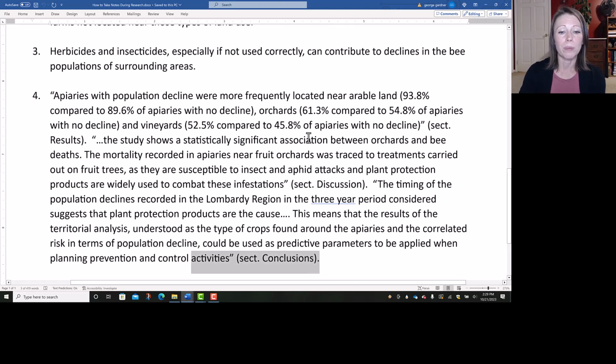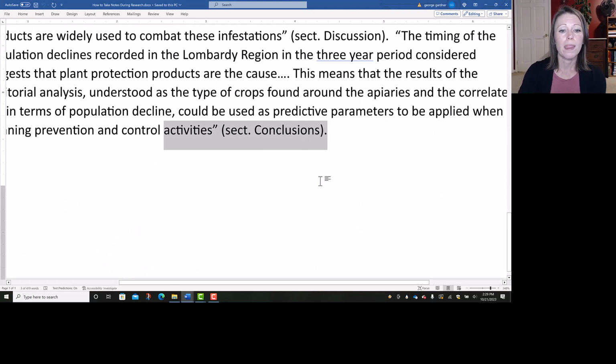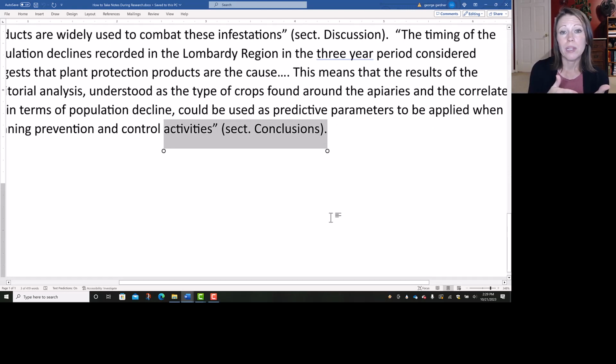One grammatical piece that is important. When you are quoting, your parenthetical citation means that you pick the period up and you move it to after the citation. So the period originally was in here after activities. However, I need to note for my reader that this citation goes with that quote. So I pick that period up and I move it over here instead. So periods go after your citations.